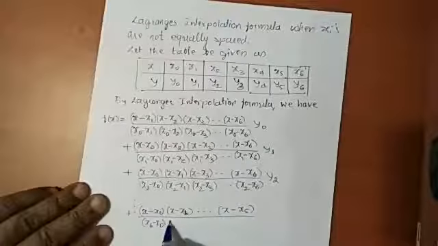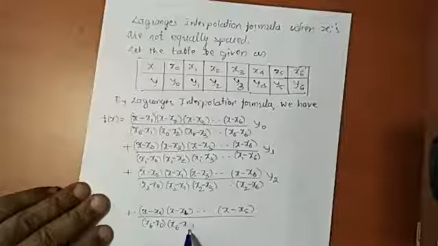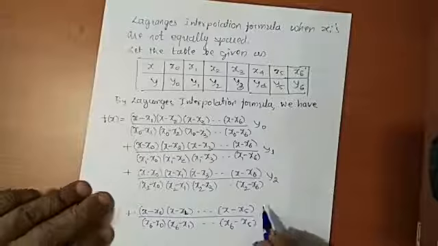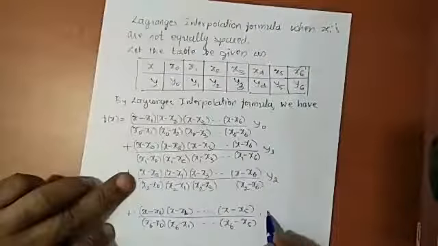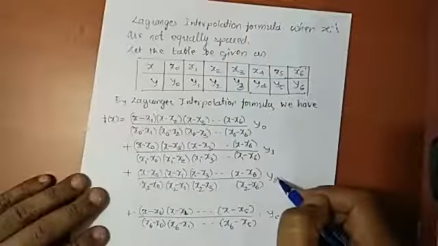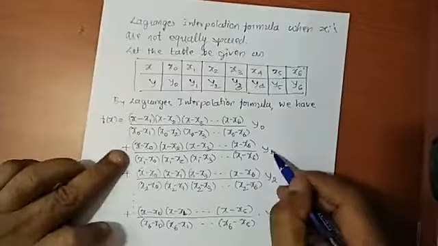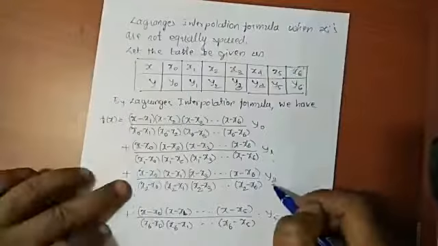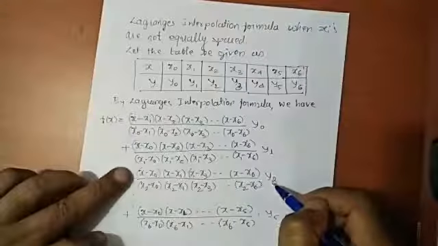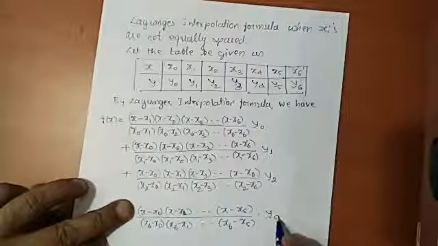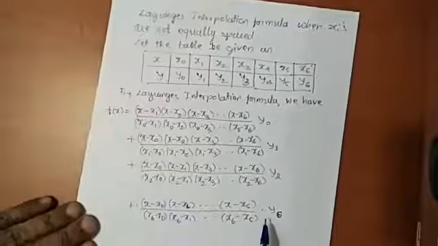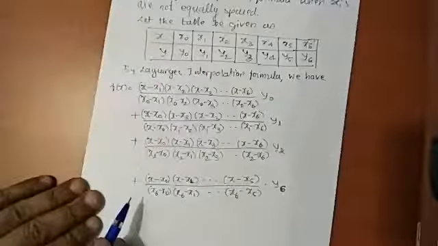So (x6 − x0)(x6 − x1) … (x6 − x5) times, see, in the third term it is y2, in the whole last term it is y5. So y0, y1, y2. In the second term it is y1. In the third term it is y2. So when the x − x2 term is not there, it is y2. So when the x − x6 term is not there, it is y6. So this is my Lagrange's interpolation formula, right?